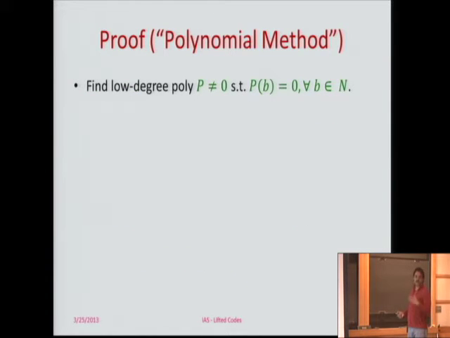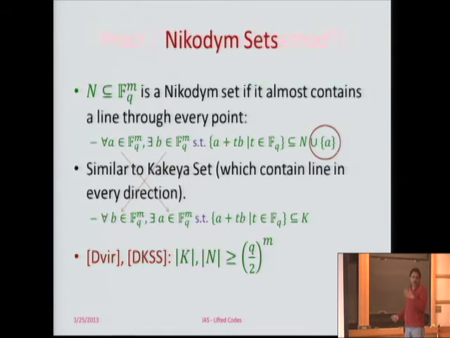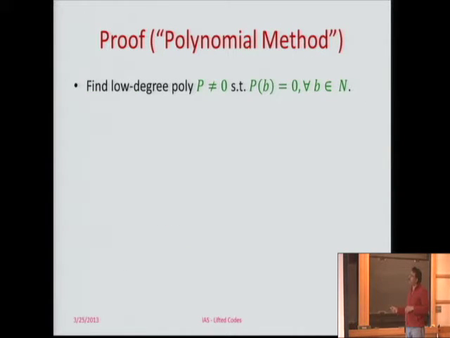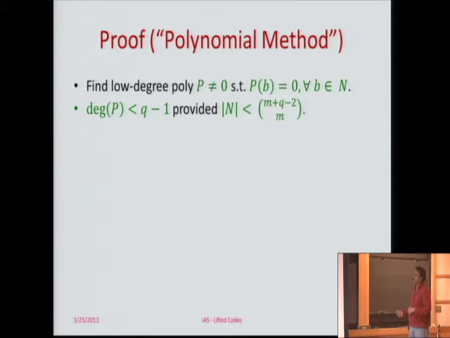So how do you prove that a set N has to be very large? You use polynomials. How? You say, find me an m-variate polynomial which is not identically 0, but is 0 on every point in the Nikodym set. What can we guarantee? Well, you can guarantee that the degree of this polynomial will be at most q minus 2, provided the number of points is less than the number of monomials. Why? Because you look at how many degrees of freedom you have in the choice of p, and the degrees of freedom will be more than the number of points, and you have one linear constraint for each of these points.